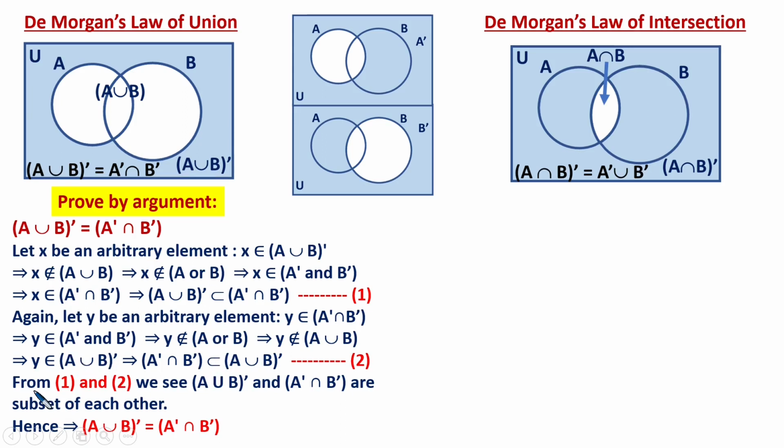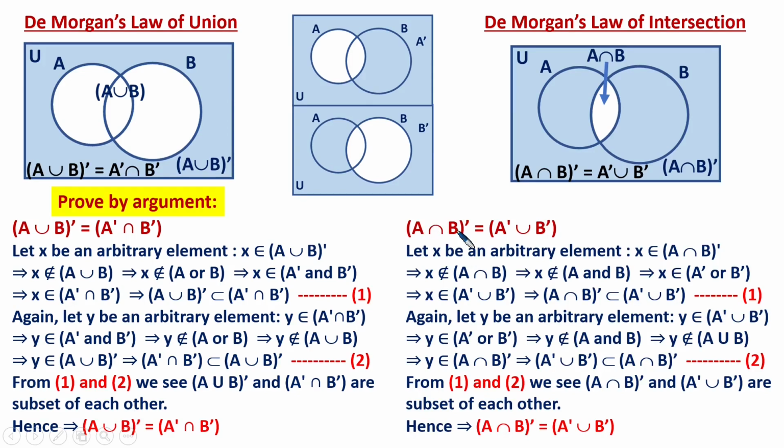It's not very difficult. So from 1 and 2 we see that the complement of A union B, and A prime intersection B prime, that is the complement of A intersection the complement of B, are subsets of each other. Since they are subsets of each other, they are equal to each other, as we had seen earlier in our previous slides.